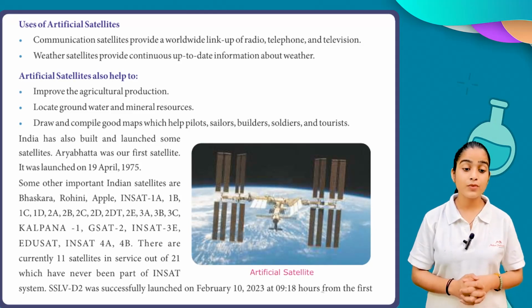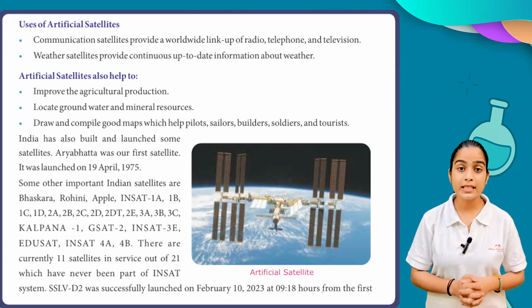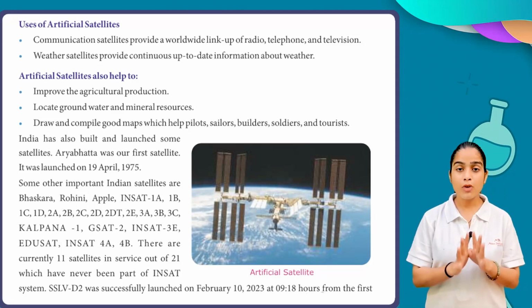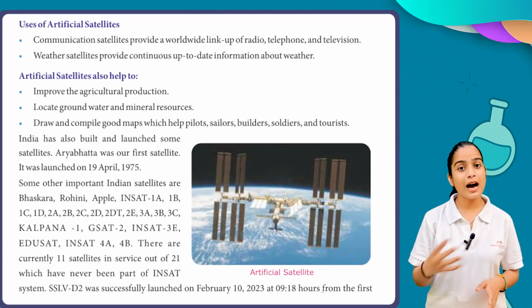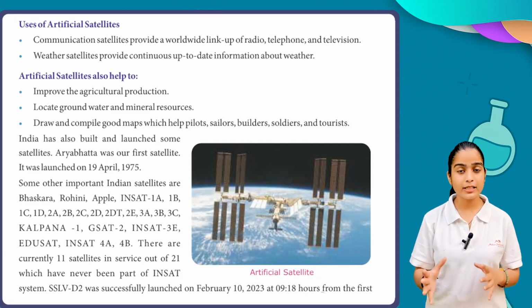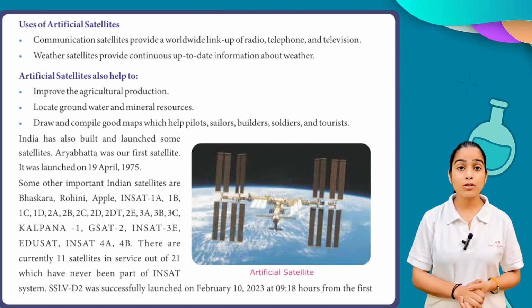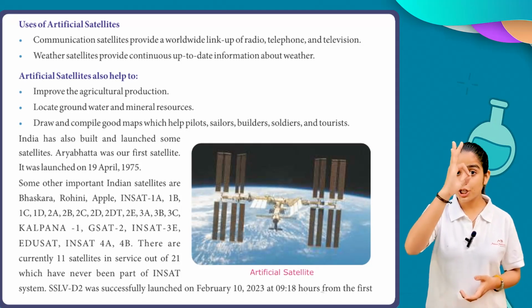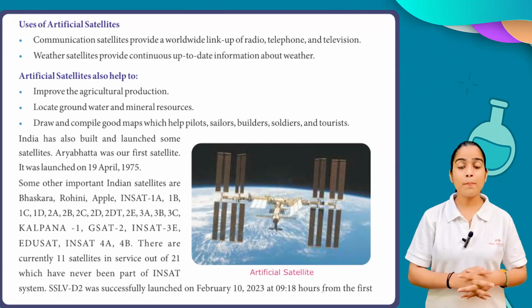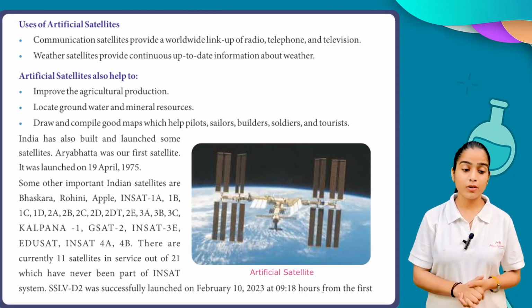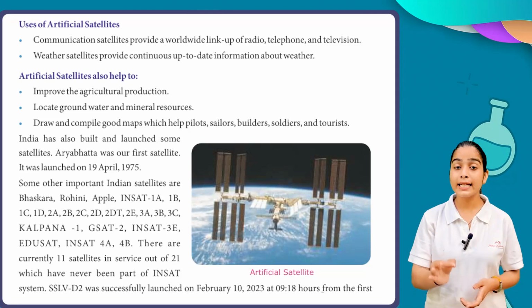Now India has also built and launched some satellites. Aryabhatta was our first satellite. It was launched on 19 April 1975. So whenever you hear the word Aryabhatta, you easily connect it with mathematics, because we already know that Aryabhatta is also the originator of zero, right? But it is also a satellite, which was launched on 19 April 1975.